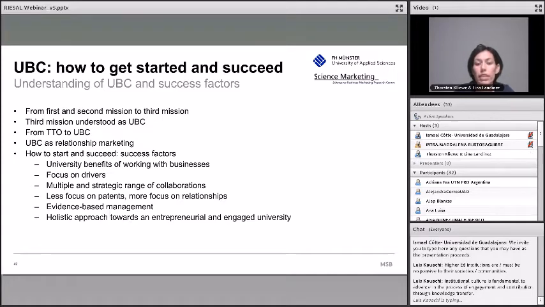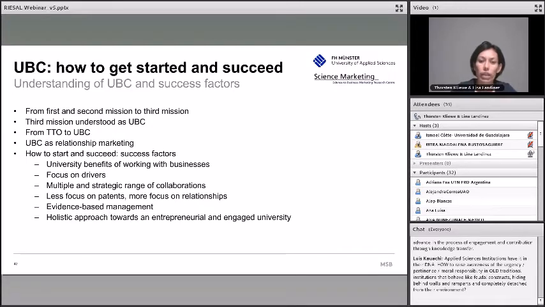And to do that, we mentioned today some success factors. The first one is understanding the benefits of working with businesses. I come from Latin America, I've come from Colombia. I studied my bachelor's degree in a public university. And I know that we consider businesses as evil. And this is kind of like the general mindset in a public university in Latin America.